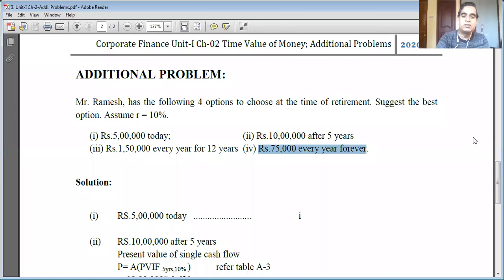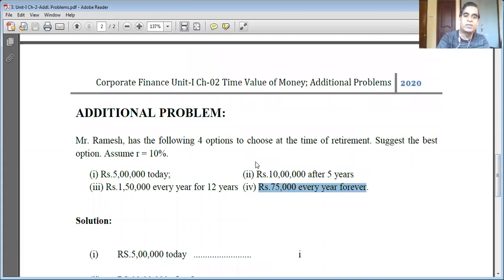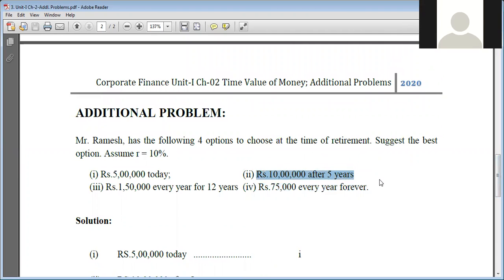Okay, so just quickly, who can identify? So what is this option? What we need to do? Yes, present value of single cash flow. Very good, very good. Present value of single cash flow.